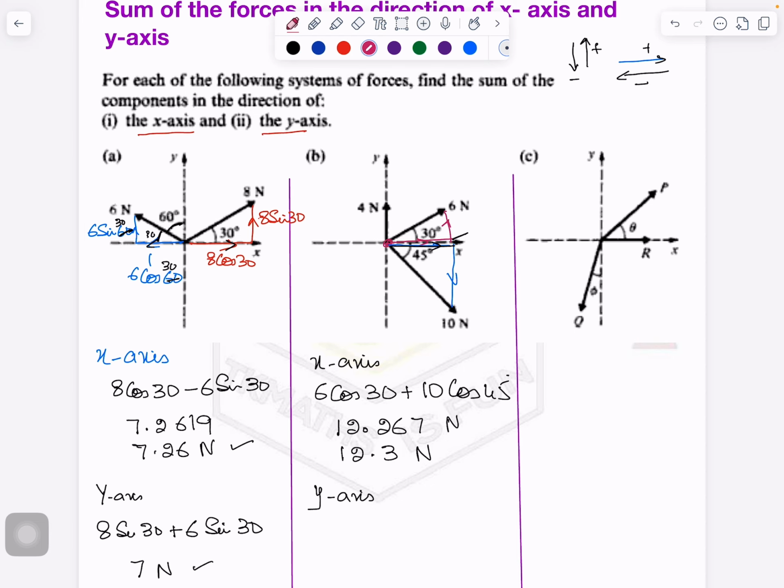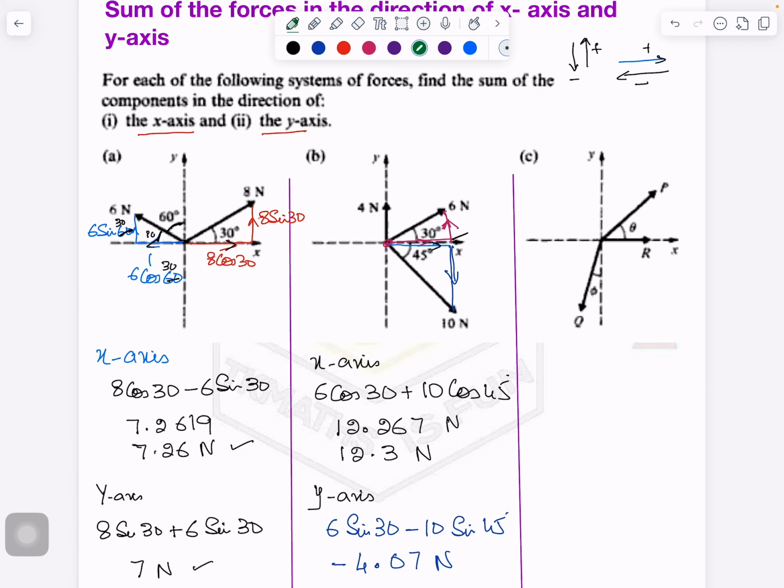The red force is acting upward and the blue one is acting downward. So it will be 6 sine 30 minus 10 sine 45. So let's check it in the calculator. 6 sine 30 minus 10 sine 45. You understood why it is negative sign? Because it is downward. Minus 4.07 Newton. I'm writing in 3 significant figure. Now let's do the other one.